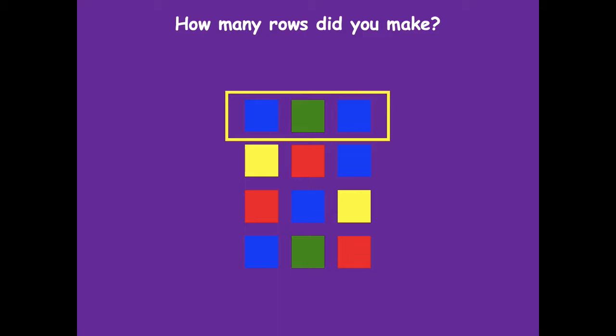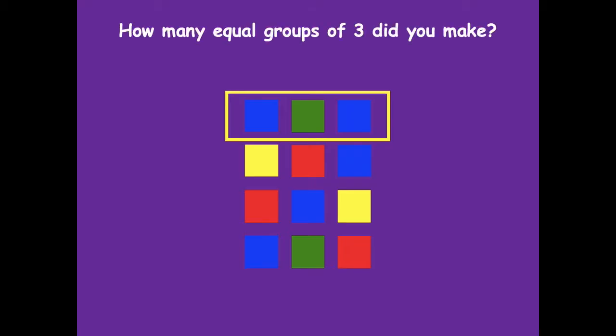All right. So how many rows did you make? Remember, rows look like this, side to side. 4 rows, yeah. How many equal groups of 3 did you make? Yep, still 4 equal groups, right? Rows and groups for this problem are the same.